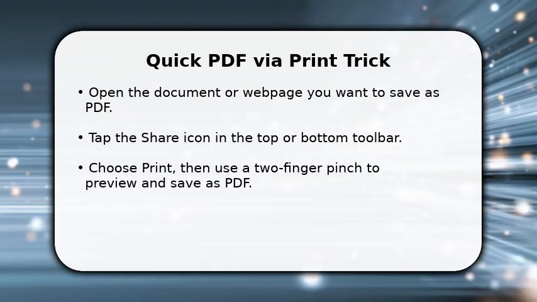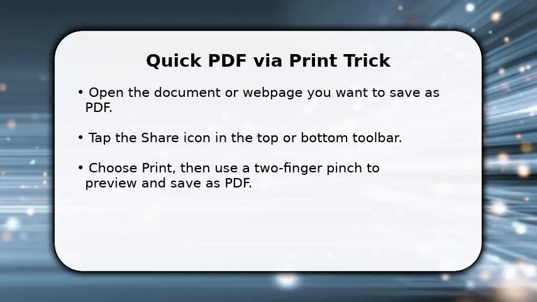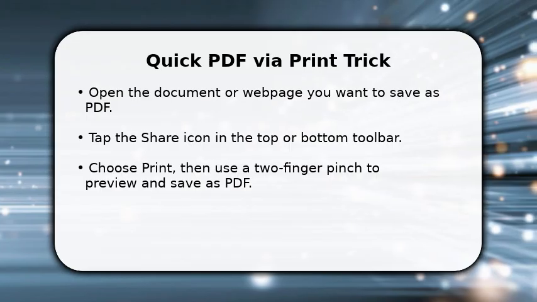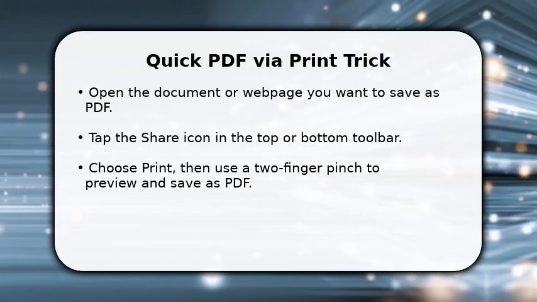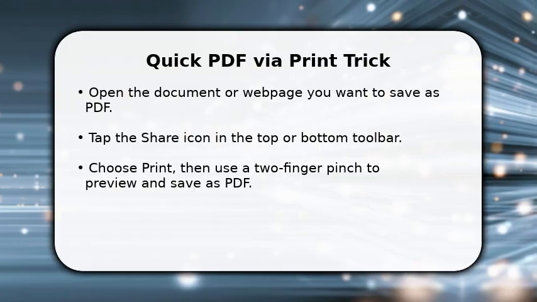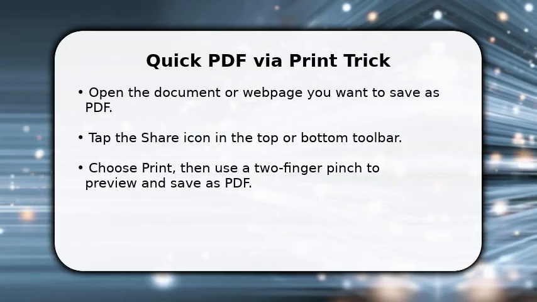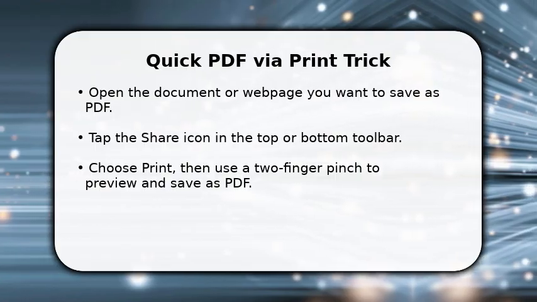Open the document or web page you want to save as PDF. Tap the share icon in the top or bottom toolbar. Choose Print, then use a two-finger pinch to preview and save as PDF. When the preview appears, tap the share icon again to export the PDF.